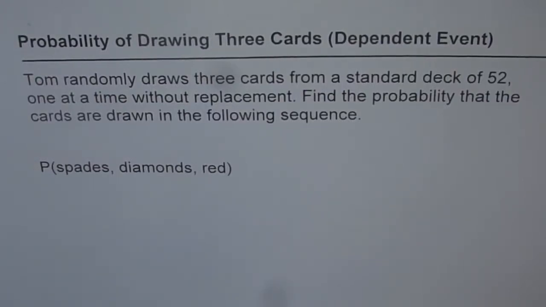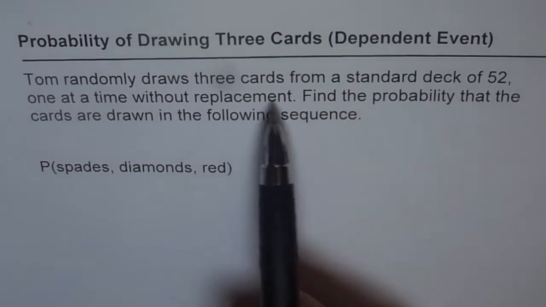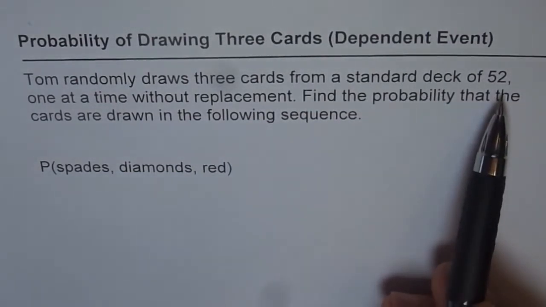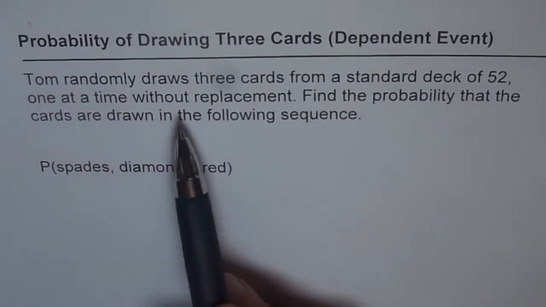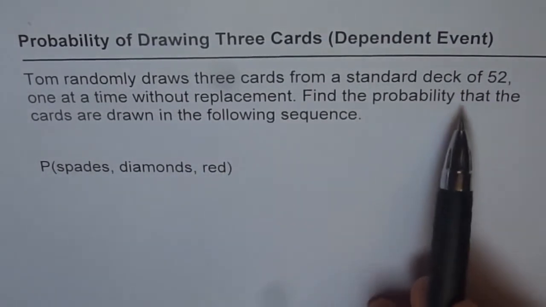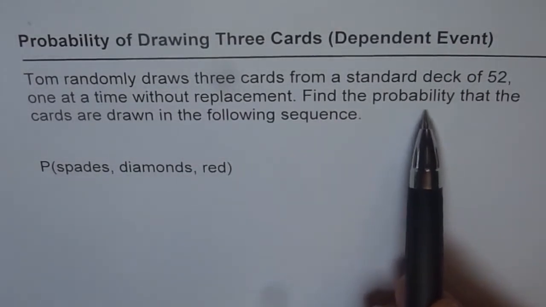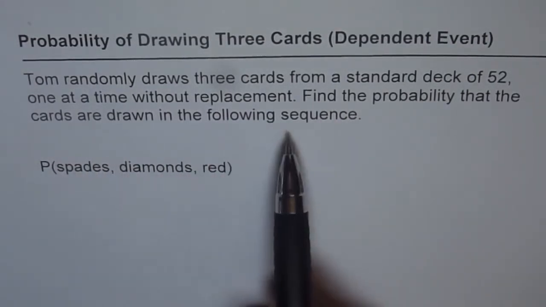Probability of drawing three cards, and we are talking about dependent events now. The question here is, Tom randomly draws three cards from a standard deck of 52, one at a time without replacement, right? So when you don't replace, the number of cards decreases with every draw. Find the probability that the cards are drawn in the following sequence.